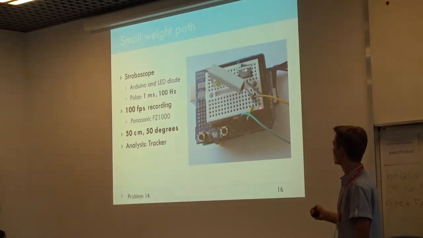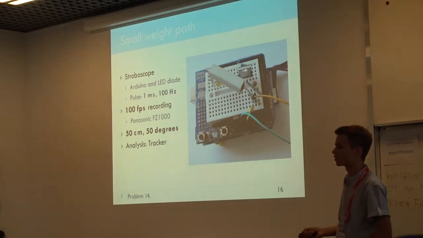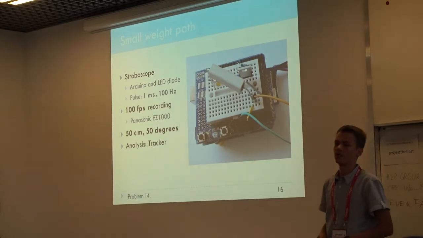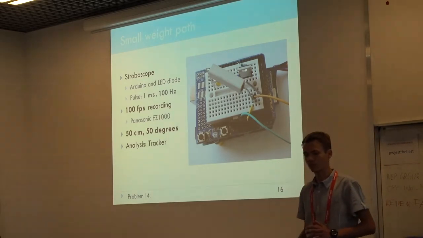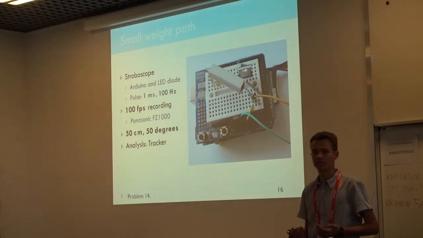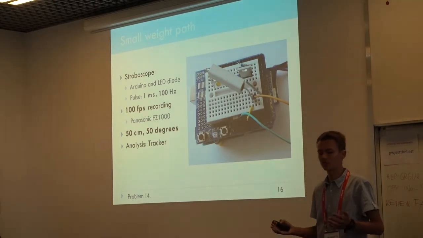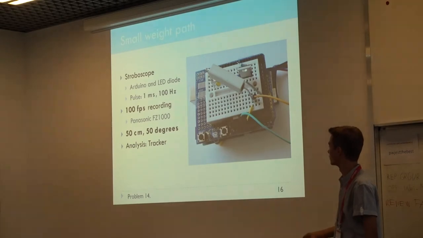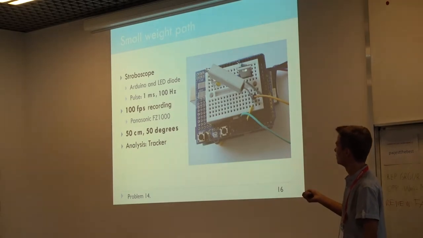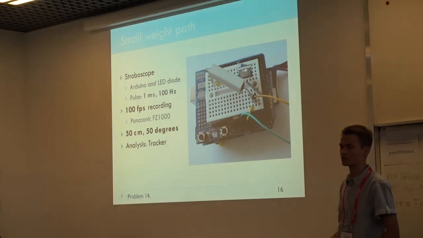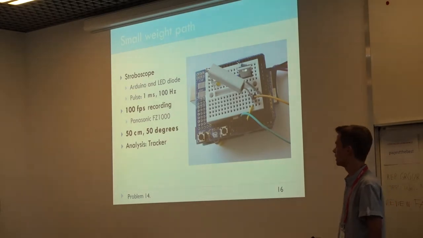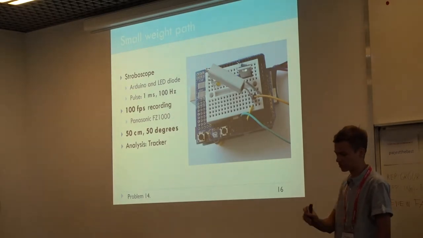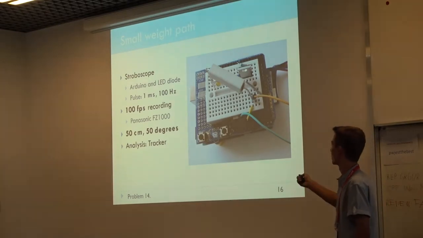So what I did was I used an Arduino and some electronic components to create a stroboscope. It basically flashes very short pulses of light at the same rate as the camera, and that in effect shortens the exposure and just freezes the weight in exactly one moment. I measured the path for 50 centimeters starting distance and 50 degrees starting angle of the small weight, and for the analysis and tracking of the small weight, I used Tracker.